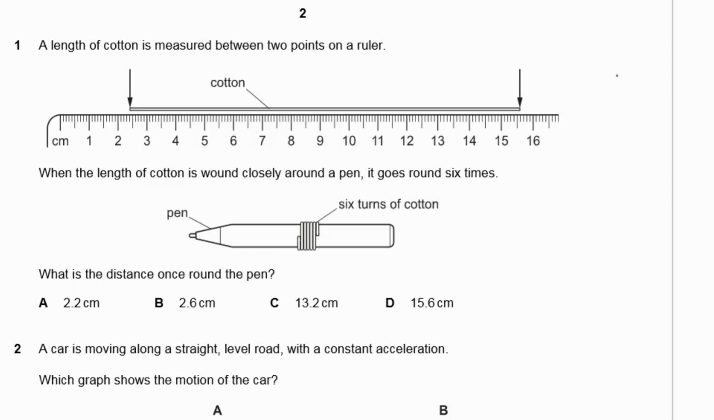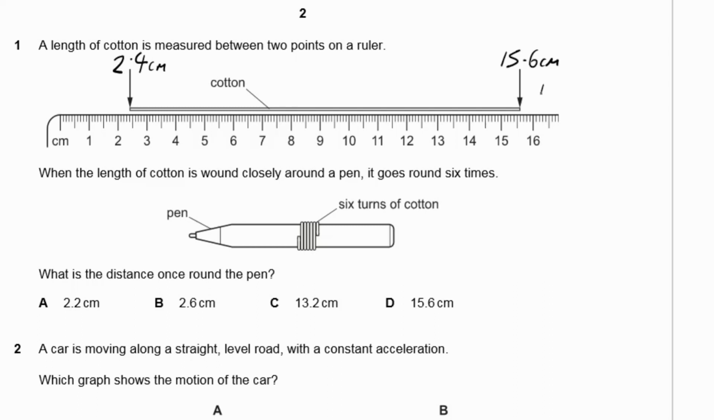The length of cotton is measured between 2 points on a ruler. When the length of cotton is wound closely around a pen, it goes round 6 times. So first of all, let's find the length of the cotton. We can see here that it goes between 2.4 centimetres and up at the other end about 15.6 centimetres.